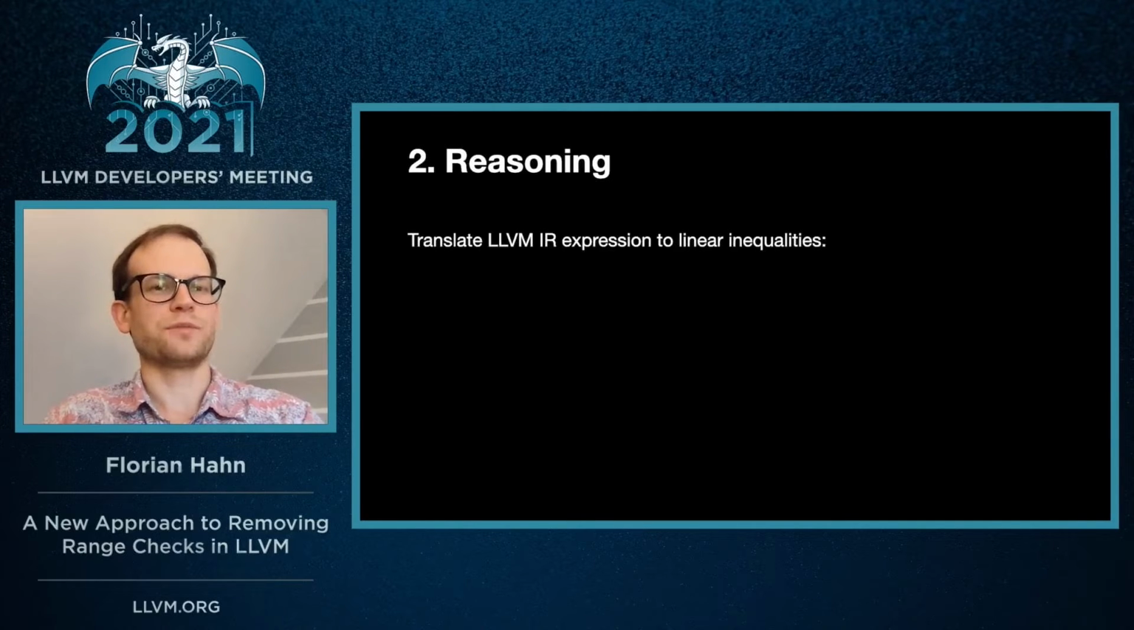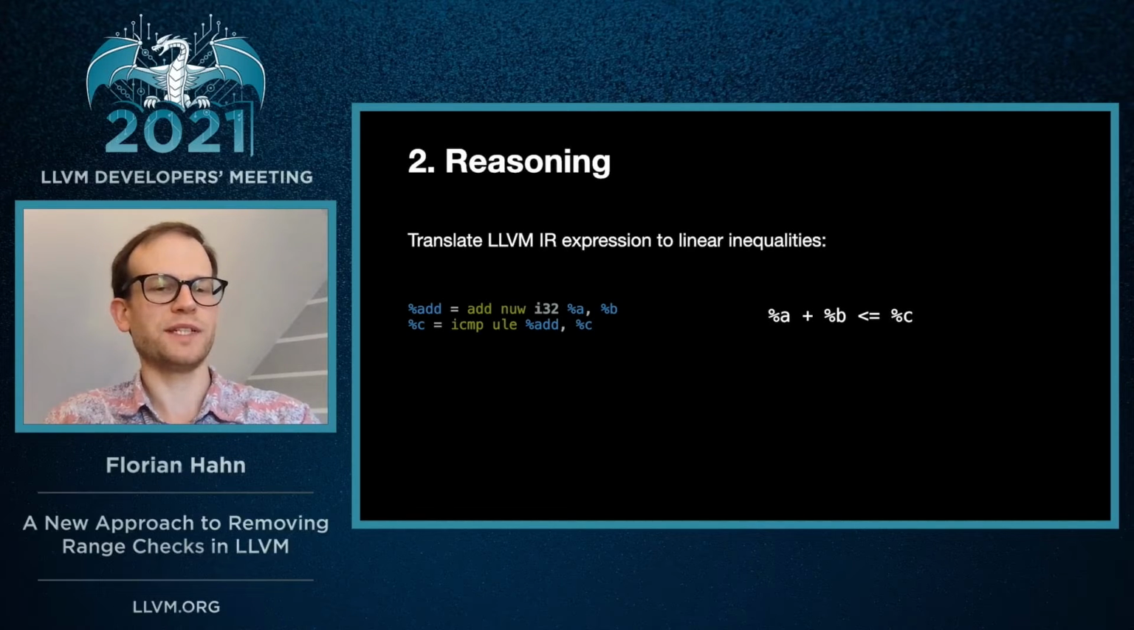It is also possible to support comparisons with more complex IR expressions by converting the expressions themselves to inequalities to include the arithmetic operations. For example, if we have an add feeding an unsigned compare, the add can be included in the linear inequality. So the expression on the slide can be decomposed to the constraint a plus b less than equal c. So we can include the add directly in the inequality.